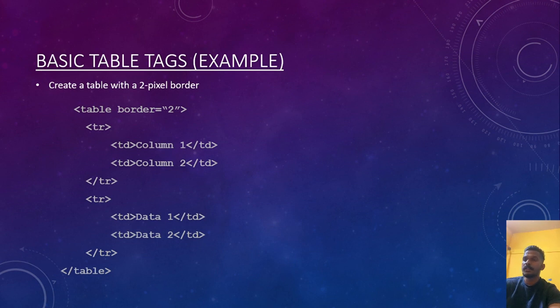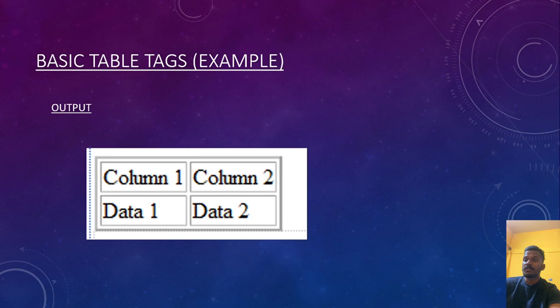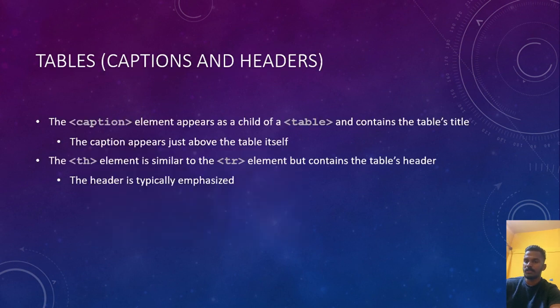Next, tables, captions and headers. The caption element appears as a child of a table and contains the table's title. The caption appears just below the table itself. If we use the caption tag and put a string inside, that string appears just below the table which you have created.